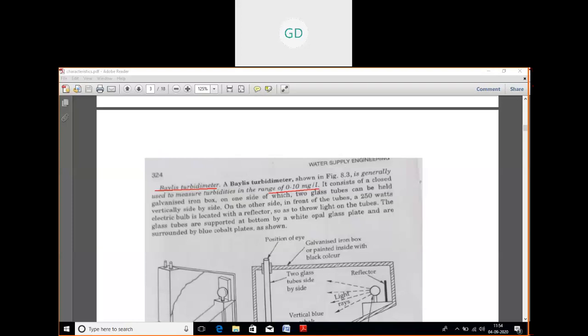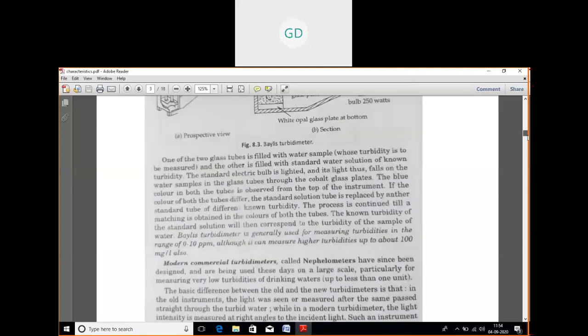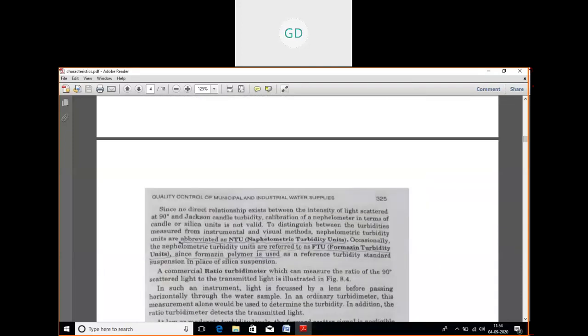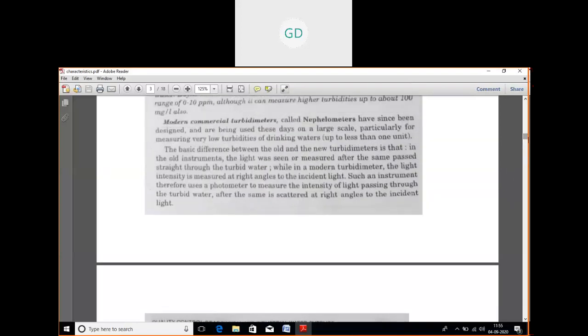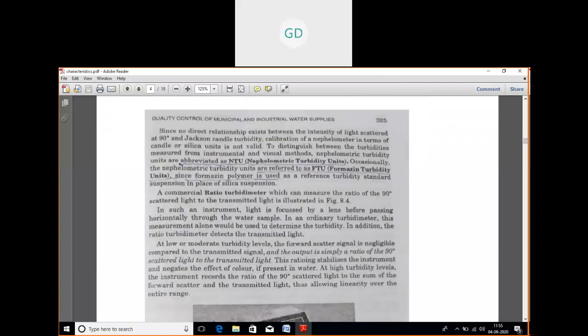Then the third one we have is the nephelometric turbidity unit. This is the unit, but the name of the turbidity meter is the nephelometer. Nephelometer is the name of the turbidity meter, and the unit for the nephelometer is NTU.